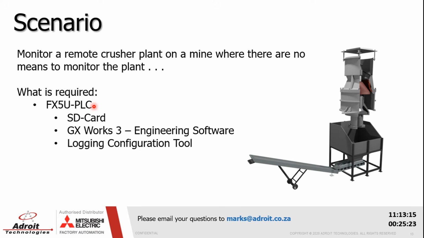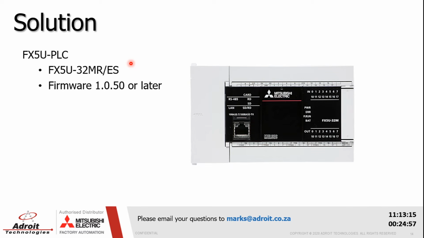So in other words, this thing is in the middle of nowhere and we are collecting data from it via the FX5U PLC. So what do you need? You need the FX5U PLC. You will need an SD card, GX Works 3 engineering software, and the logging configuration tool. Now the logging configuration tool, like I said earlier, is built into GX Works 3, so it's not something that you need to purchase extra anyways. So if we have a look at the FX5U PLC, the one that I used for my example was the FX5U-32MR/ES, and you have to use firmware version 1.050 or later. It is not supported in earlier firmware versions.